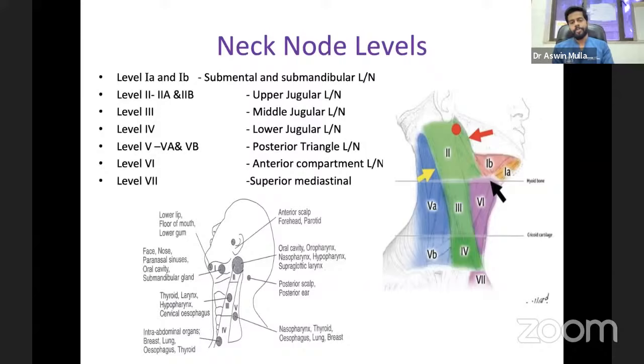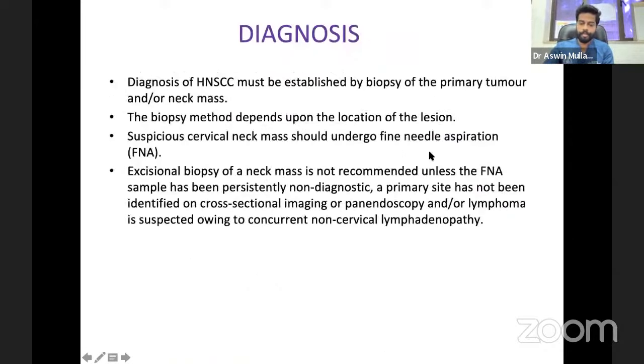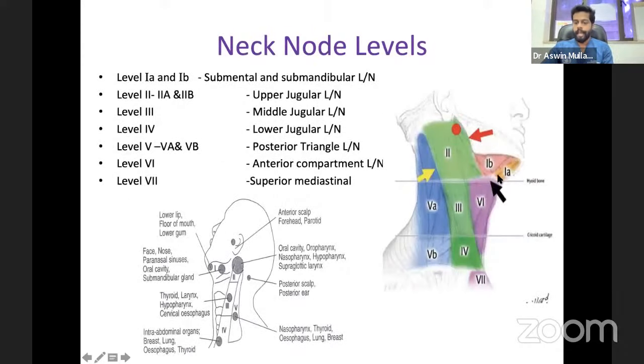So we have to know about the various nodal stations. The neck is divided into 7 stations, from level 1 to 7. Level 1 is further divided into 1A and 1B. You can see the digastric muscle here, the hyoid bone, the anterior belly of digastric, and the posterior belly of digastric. Between the two anterior bellies, the midline structure, is level 1A, the submental triangle nodes. Between the anterior belly and posterior belly we have the submandibular triangle, which is the nodal station of level 1B.